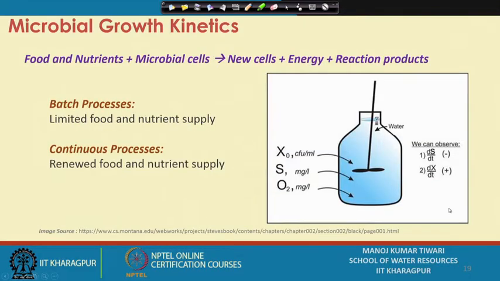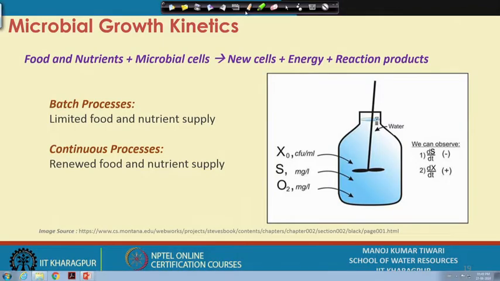So, what we see is that when food and nutrients are available, as we were discussing in the previous class also, and all the requirements for growth are fulfilled, there is food, there are nutrients, there are energy sources, there are favorable physiological conditions, and microbial cells are present. They produce new cells, they produce energy, and they produce reaction byproducts. Typically, such processes could be in batch systems.